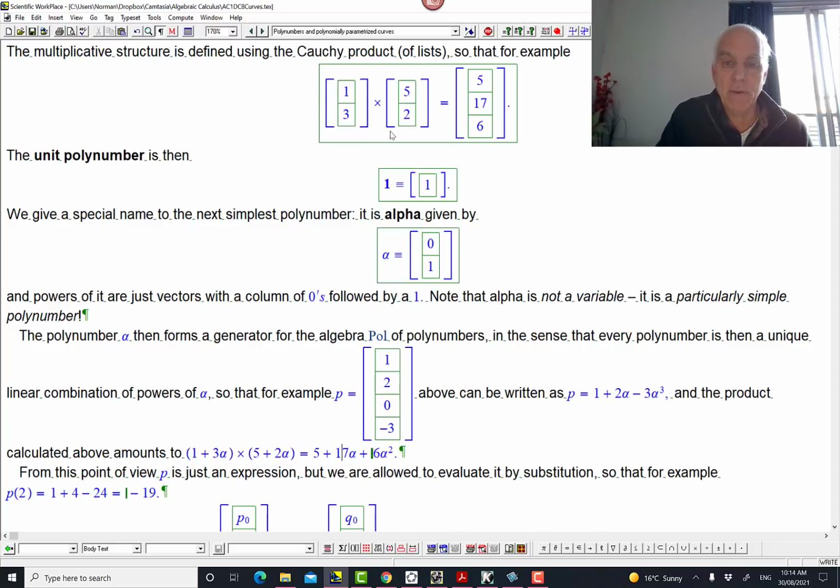And this product up here that we've computed with the Cauchy product amounts to 1 plus 3 alpha times 5 plus 2 alpha equals 5 plus 17 alpha plus 6 alpha squared, which happily is the usual way of multiplying polynomials. So this Cauchy product is just the list encoding of the usual familiar polynomial multiplication. We're starting from that point of view, but it's equivalent.